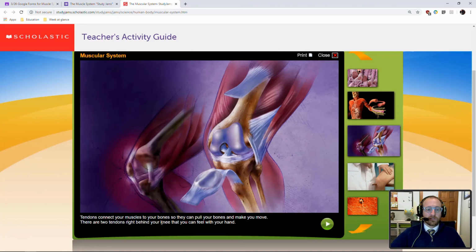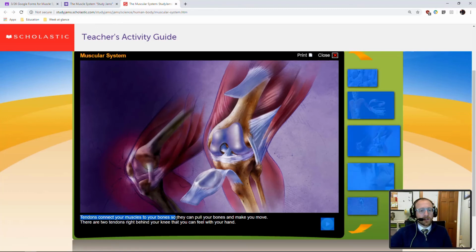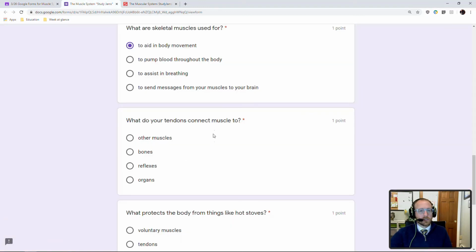There are two tendons right behind your knee that you can feel with your hand. Oh, that's what those are. Interesting. Science is everywhere. Very cool. Tendons connect your muscles to your bones.